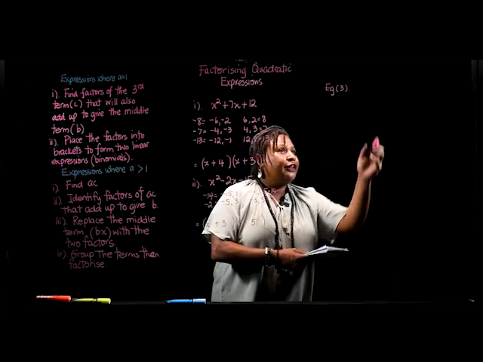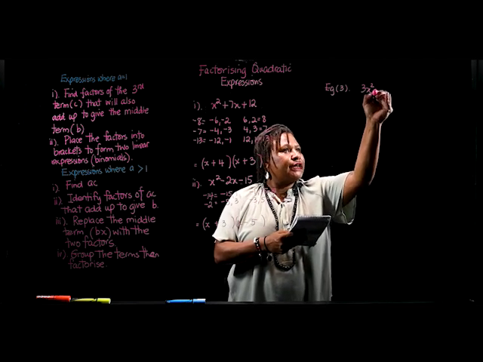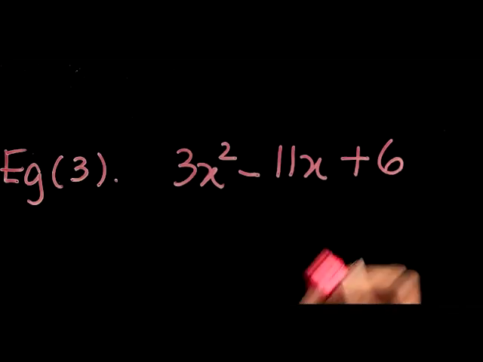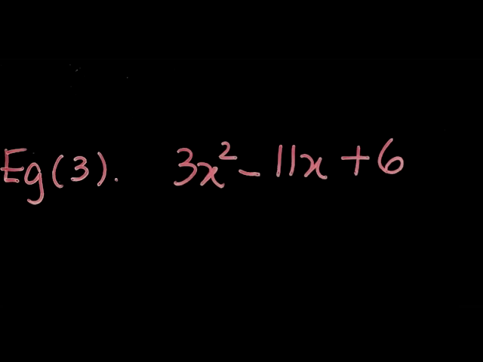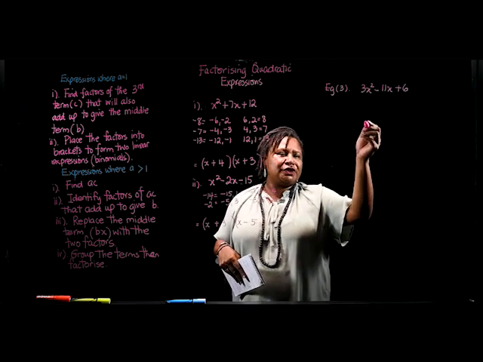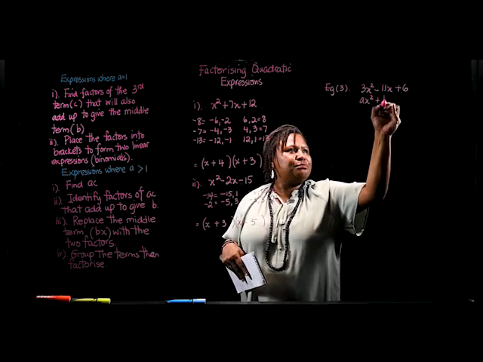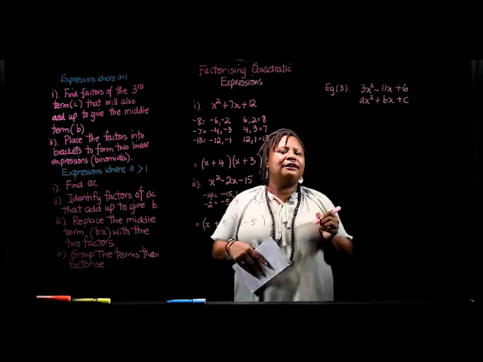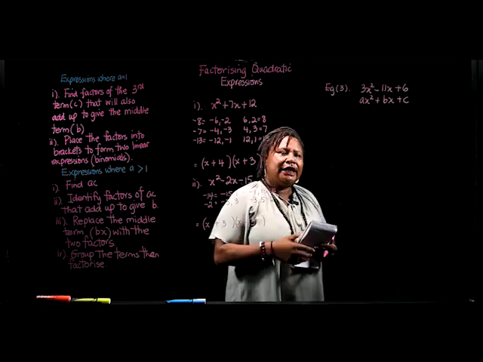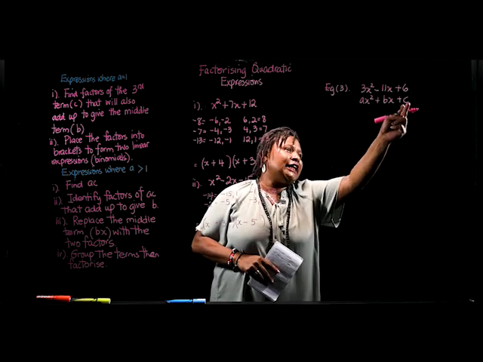All right, 3x squared minus 11x plus 6. Okay, 3x squared minus 11x plus 6. Okay, remember all quadratic expressions come in the form ax squared plus bx plus c. So the coefficient of x squared is a. The coefficient of x here is b, and the constant at the end is c.